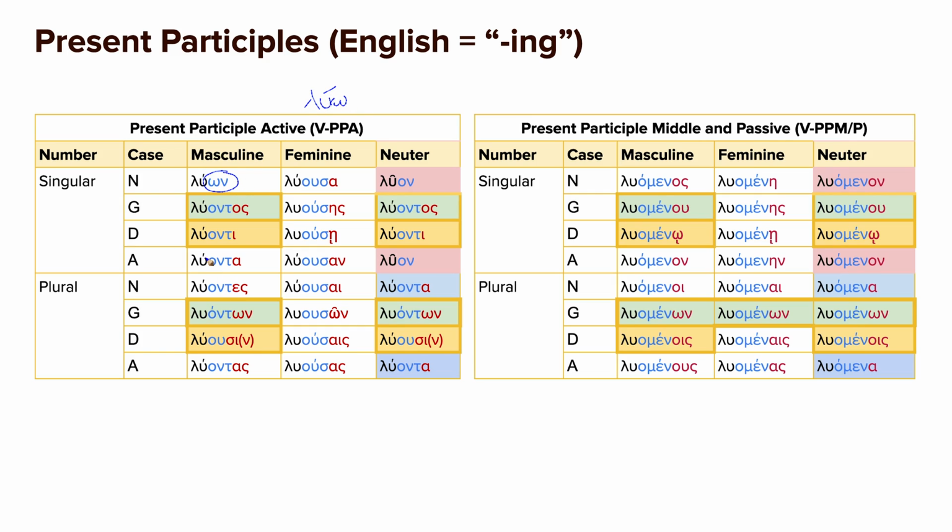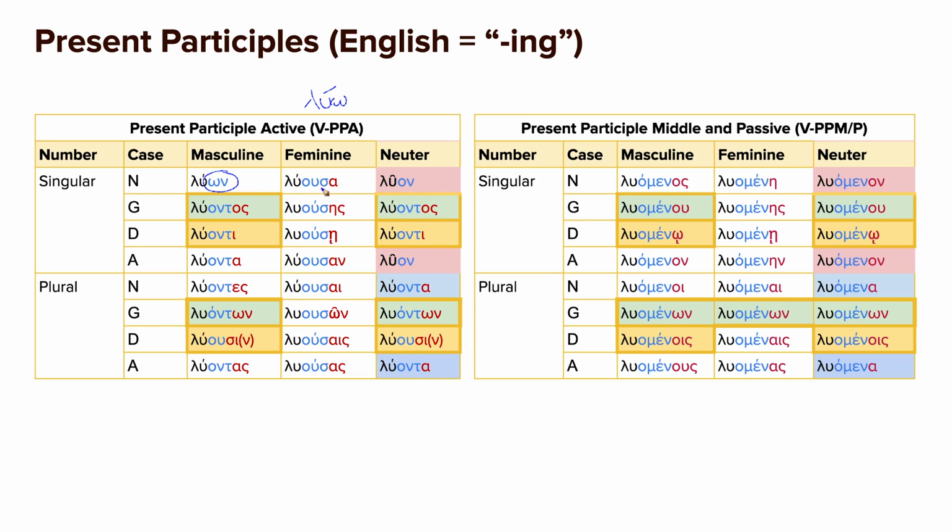So we have luon, luontos, luonti, luonta. And then notice when you have neuter, these are going to be the same. So I'll get to that soon enough. And then you have luontes for the nominative plural, luonton. You have the ōn ending here, but notice this is for genitive. So just remember genitive plural is similar, but it's not the same, because the ōn is indicating genitive plural, not the nominative singular. Luousin, luontas. And notice this nu in parentheses, this is a movable nu, and it doesn't have to be there. Most of the time it is there, but it doesn't have to be.